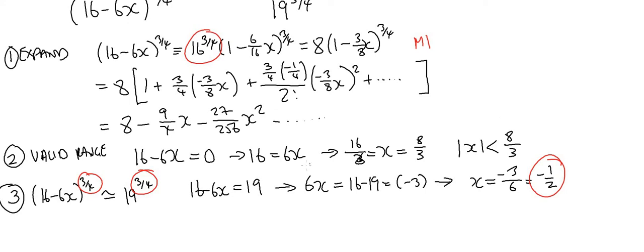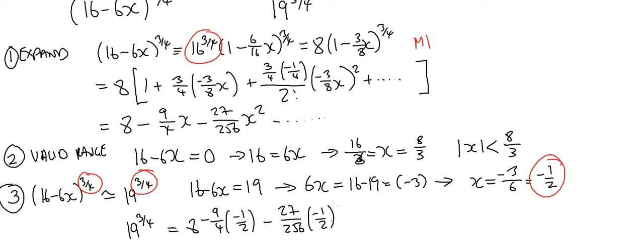So what we do, we substitute that in. So 19 to the power of 3/4 equals 8 minus 9 over 4 times minus a half, minus 27 over 256 times minus a half squared. And that gives us 9317/1024.